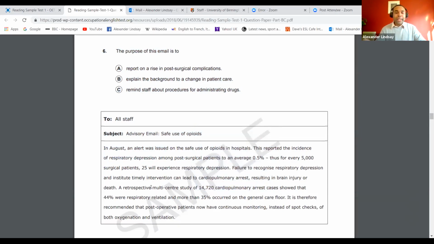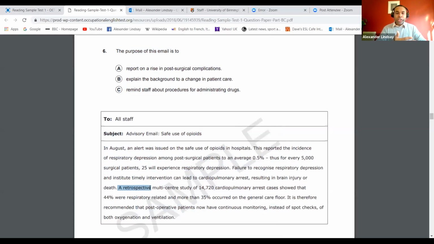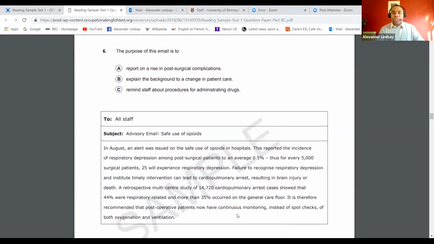And then it talks about a retrospective multi-center study. So retrospective, looking back into the past, looking into a background situation, and just trying to highlight that there, retrospective. And a lot of the information that we get is basically telling us about the history to the situation, i.e. the background to the situation. Therefore is a key word. So it's talking about the final sentence. All of this information is therefore, you know, it's therefore recommended that post-operative patients now have continuous monitoring.